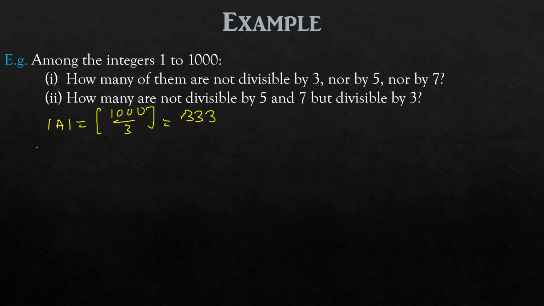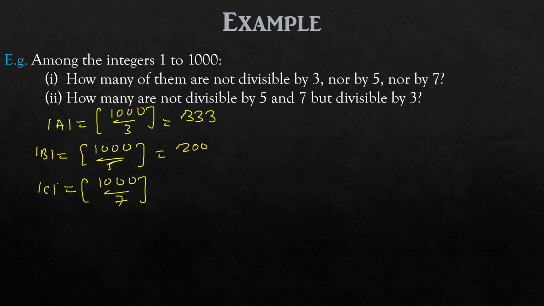Now, number of B is equal to 1000 divided by 5. So, we get 200. Now, the third one, C is equal to 1000 divided by 7, which is 142. Then, A intersection B is equal to 1000 divided by... A is the set of multiples of 3 and B is the set of multiples of 5. So 3 fives are 15. 1000 divided by 15, we get 66.